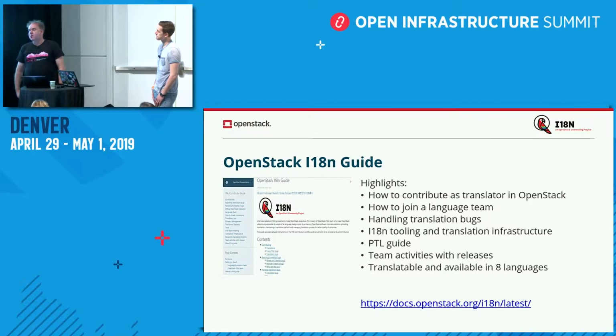Some highlights about our I18n guide. It's the way to contribute as a translator in OpenStack. How to join a language team is already explained in the guide. How to handle translation bugs. Our tooling and translation infrastructure is explained. Also new is a PTL guide. If you want to be a PTL for the I18n group, it's also explained there, and what we do as team activities with releases. And the guide is also translatable and available in 8 languages at the moment.